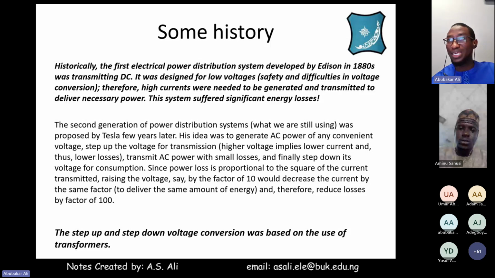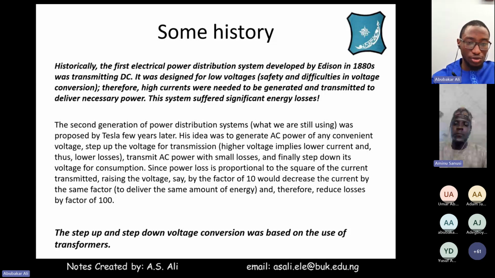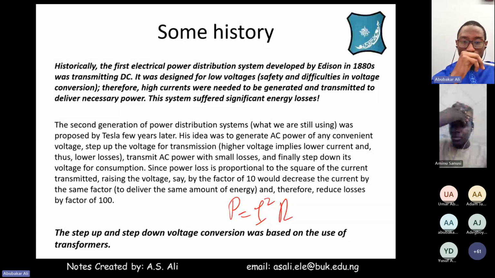However, DC has so many issues when you are transmitting with it. In order for it to go very far, you need very high current, and that's not effective. You do not want very high current, because when you have high current, the power loss increases sharply. You remember what P is? P equals I squared R, right? So if your current is very high, the power loss becomes very high. That's why DC is not something we use for transmission.